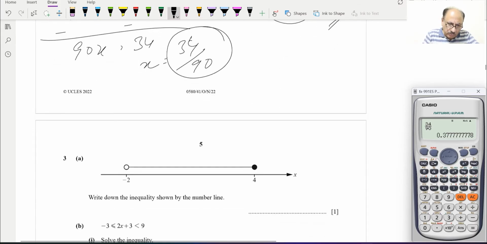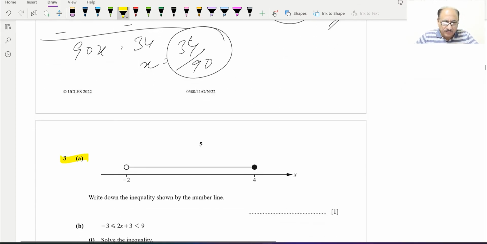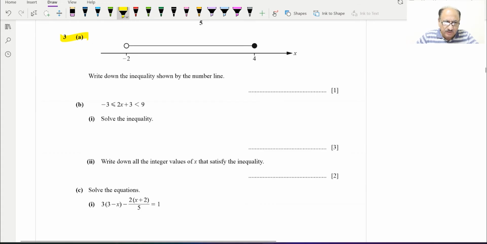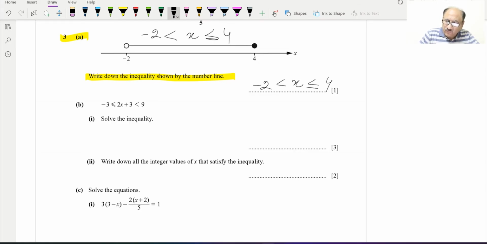Now question number 4, 3a part. A number line is provided, and we have to write down the inequality shown by the number line. So this side is only greater than, so x is greater than minus 2, and this side is less than or equal to also, because this is a filled circle, so this will be 4. We can write the answer as minus 2 is less than x and less than or equal to 4, and this is for 1 mark.